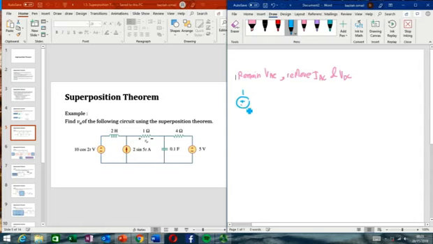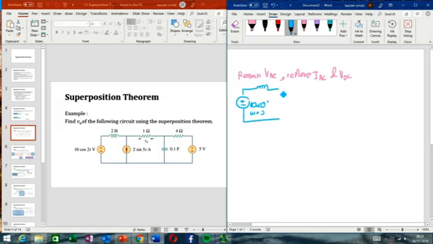For the voltage source, which is given in the time domain, we convert it into the phasor domain. So the phasor for voltage VAC is 10 angle 0, and the omega is equal to 2.